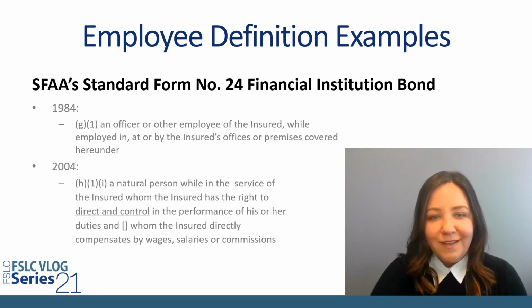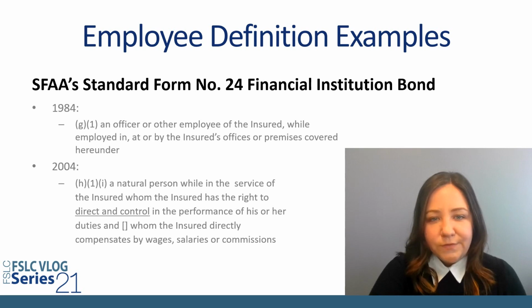So we'll start by looking at some of the more common employee definitions found in modern policies. First up is the Surety and Fidelity Association of America's Standard Form Number 24 Financial Institution Bond. The 1986 version is extremely common and defines an employee in part as an officer or other employee of the insured while employed in, at, or by the insured offices or premises covered hereunder.